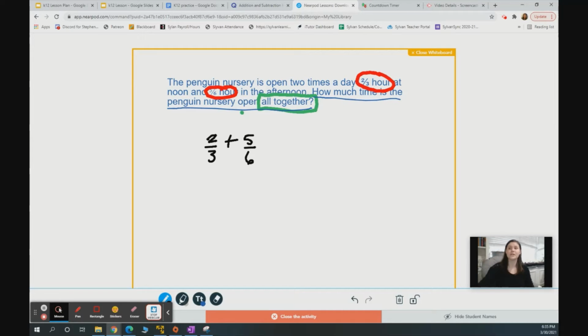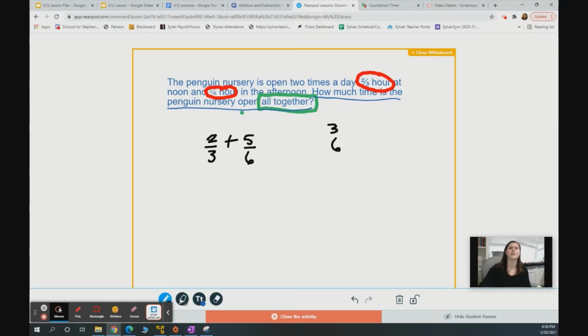Okay, so I need to know, what is the greatest common factor of 3 and 6? Sorry, not greatest common factor, least common multiple. What is the least common multiple of 3 and 6? Because remember, multiple means multiply. So I'm multiplying my number times something. Okay, so I need to find my least common multiple.